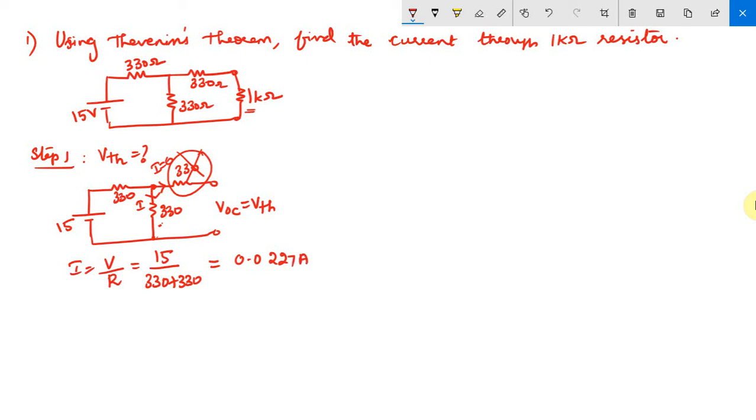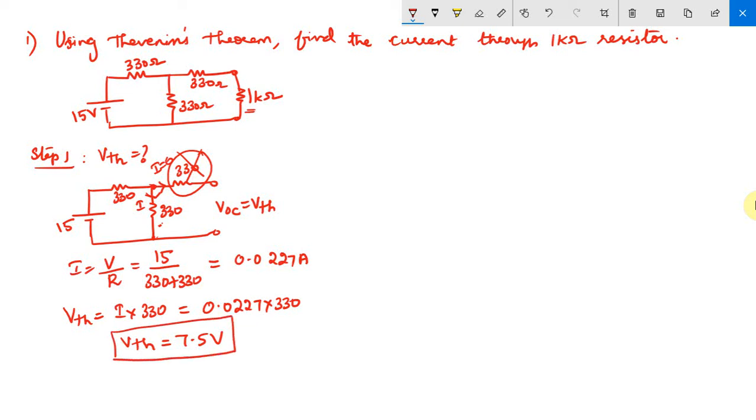Now what about the voltage? We know the current through this 330 ohm, so that current times 330 gives the voltage across this 330 ohm, which is equal to the Thevenin's voltage. So VTH equals I into 330, which is 0.0227 into 330. Your VTH becomes 7.5 volt. So the Thevenin's voltage is 7.5 volt. Now we are going to do step 2. What do we have to do for step 2? We need to calculate RTH.